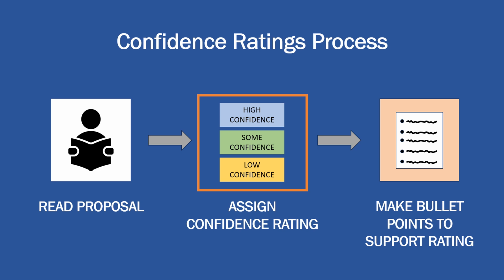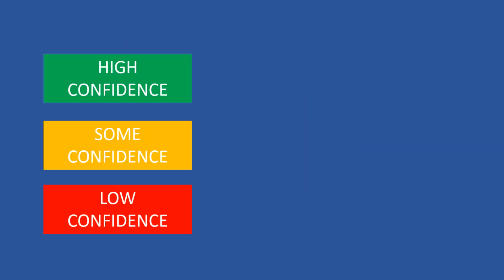Confidence ratings use a different process. On the screen, you can see the steps. When completing confidence ratings, here's the flow we recommend. The evaluation team will read the proposal and then assign a high, some, or low confidence rating to each factor. We want to give a rating as a matter of first impression, without having to count the strengths and weaknesses and then the rating being a function of that counting exercise. Once completed, the team writes bullet points to support their rating. Then move on to the next proposal and repeat the process. 3 tiers instead of 5 is simpler and more flexible.